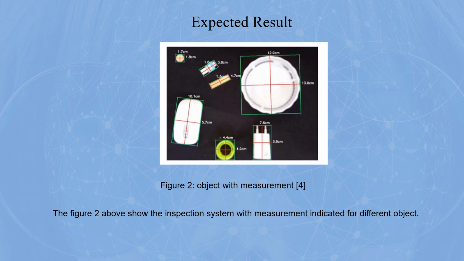Expected result. The figure above shows the inspection system with measurement indicated for different objects. The system should be able to measure the width and the length of the object with camera.